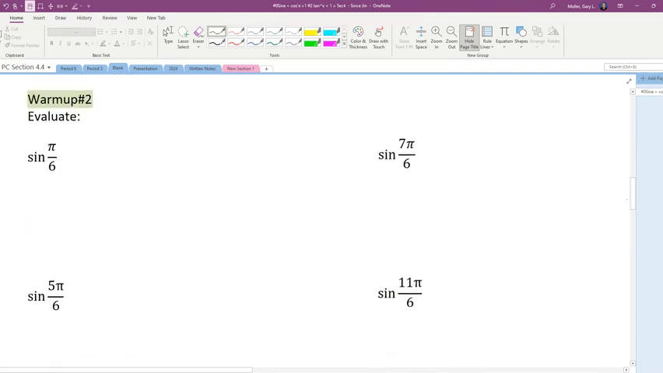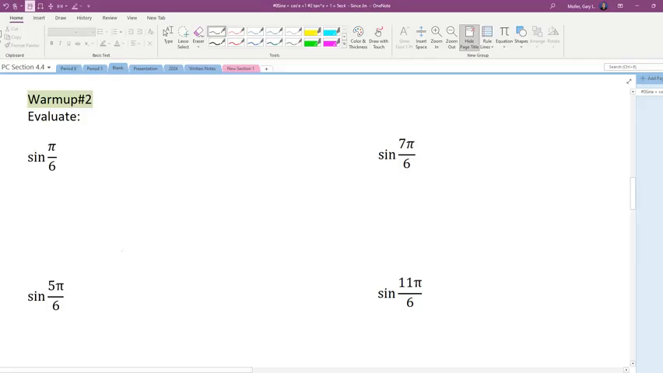All right, warm-up number 2. I simply want you to evaluate these 4 trig functions. With unit circle memorization, you have the answer before you even write the question. If you don't have that memorized, you should have the answer about 10 seconds later.